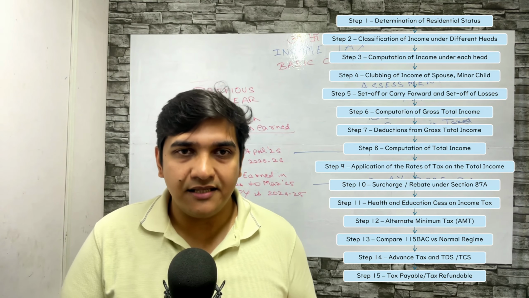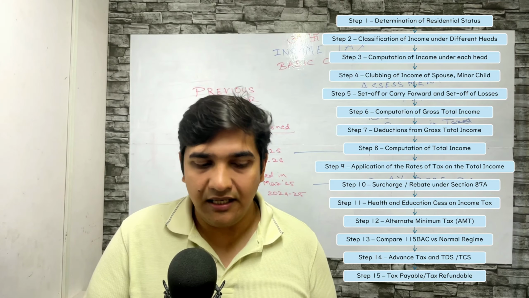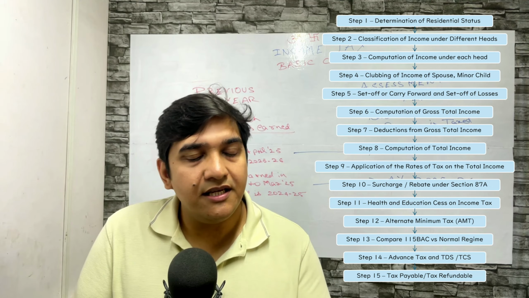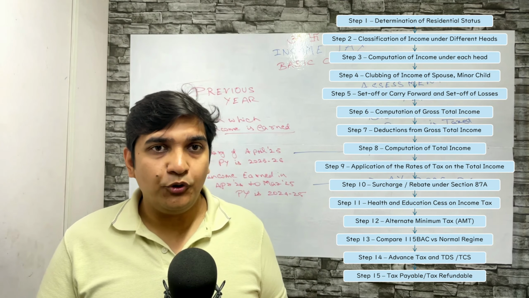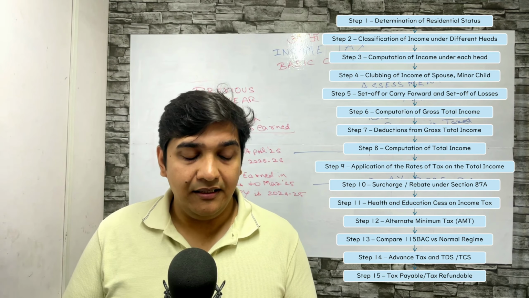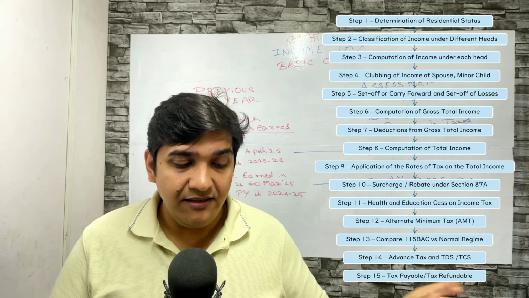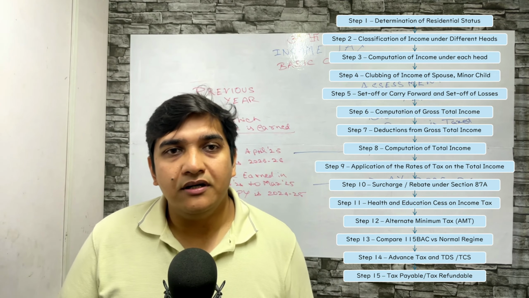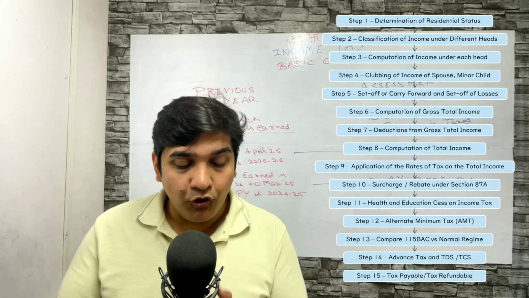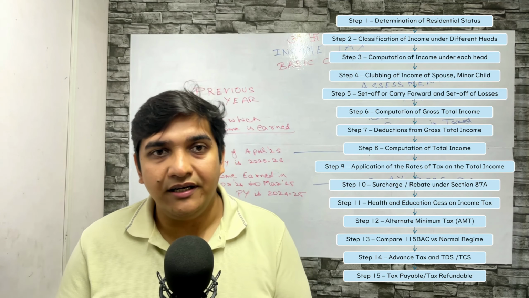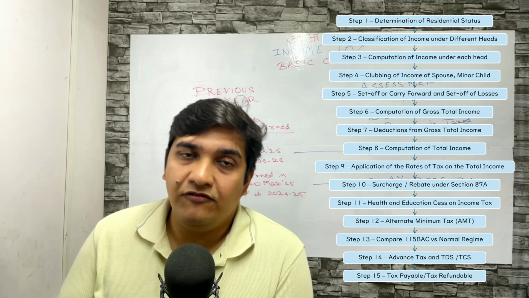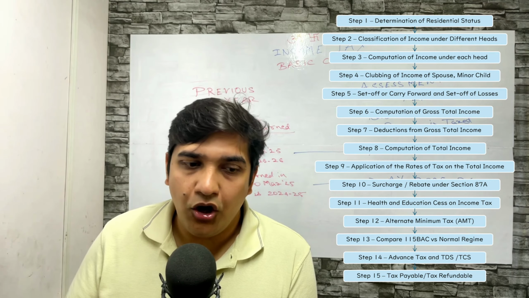Step 10 is charging any surcharge or any rebate under section 87A. Once the surcharge is charged, then we move on to step 11, that is charging the HEC, health and education cess. Then step 12 is calculating the alternate minimum tax, if any. Step 13 is comparing the tax under 115BAC versus the normal regime, more commonly known as the new regime versus the old regime, right? Step 14 is adjusting any advance tax or TDS or TCS, which is already paid, right? And the fifteenth step is tax payable or refundable, that is calculating the ultimate tax payable or refundable, right?